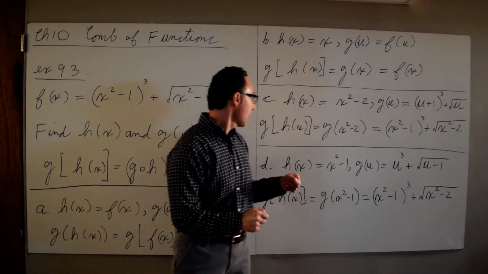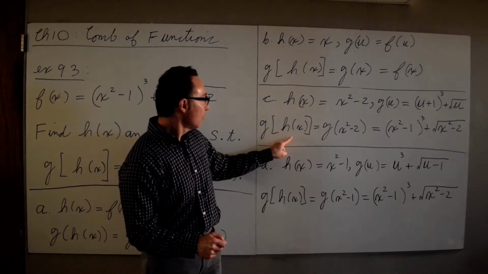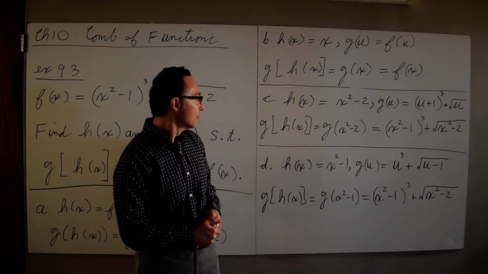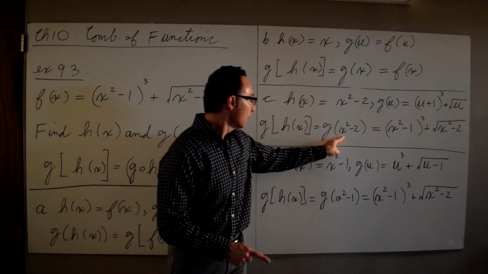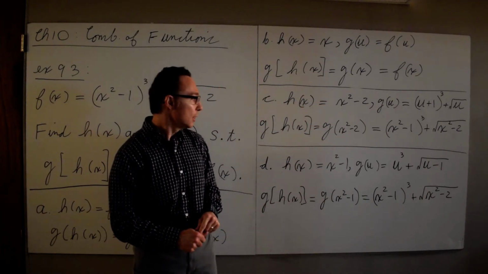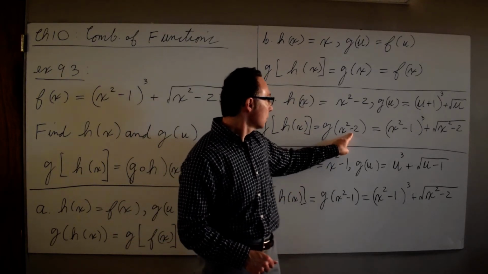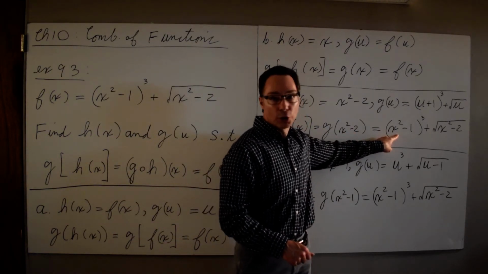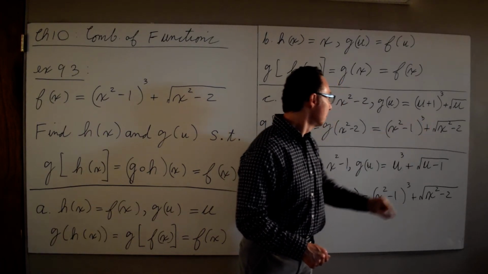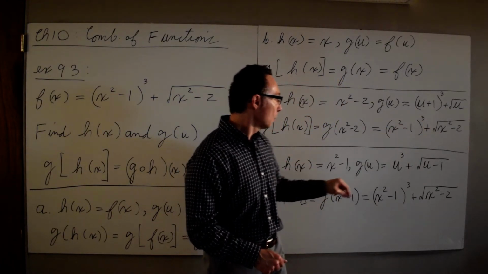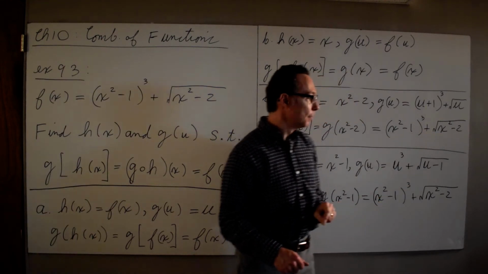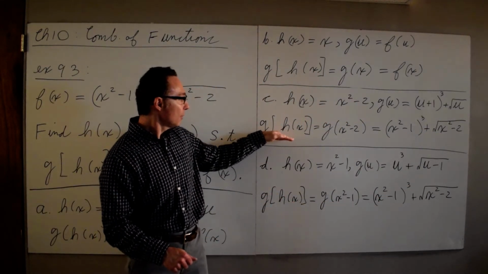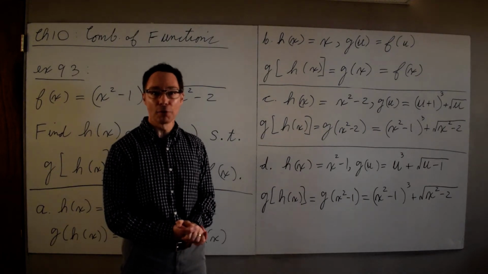So when you look at g of h of x, what happens? H of x is x squared minus 2, so we have g of x squared minus 2. What does g do? Well, it's going to take the x squared minus 2, add 1 to it, then cube that term. Then it's going to take the square root of x squared minus 2, and finally add these two together. So we see that g of h of x is in fact f of x.